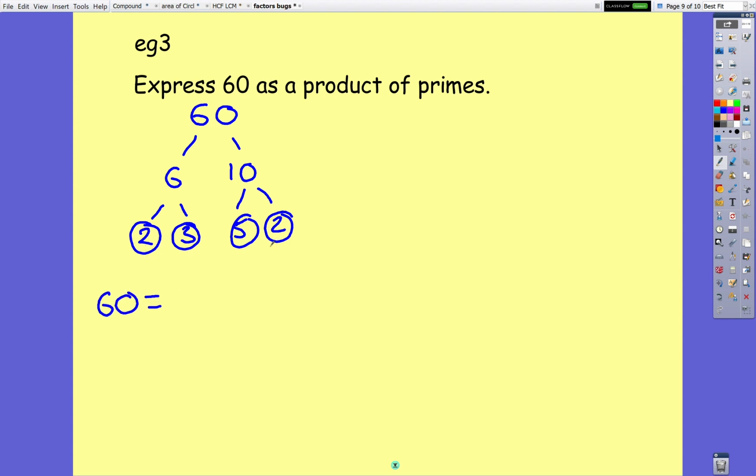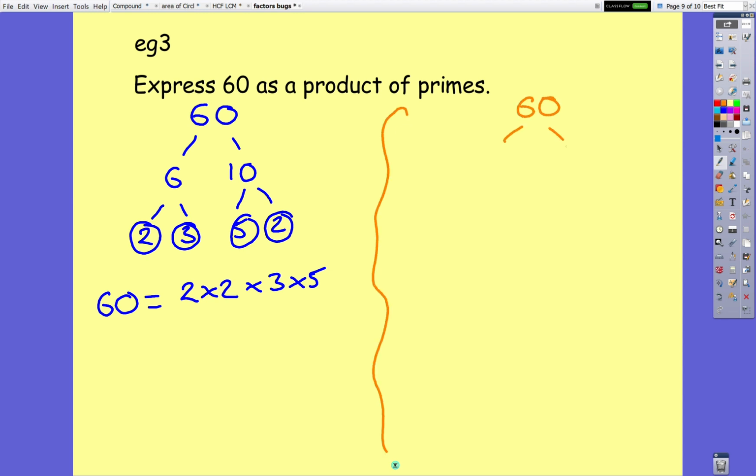So we've got a 2 and a 2, so we put 2 times 2, a 3 and a 5, so times 3 times 5. That's my answer. Now, just to show you that it works no matter which way you do it, I'm just going to change my pen colour. Hopefully that's orange. Yeah, there we go. So I'm just going to put 60 there.